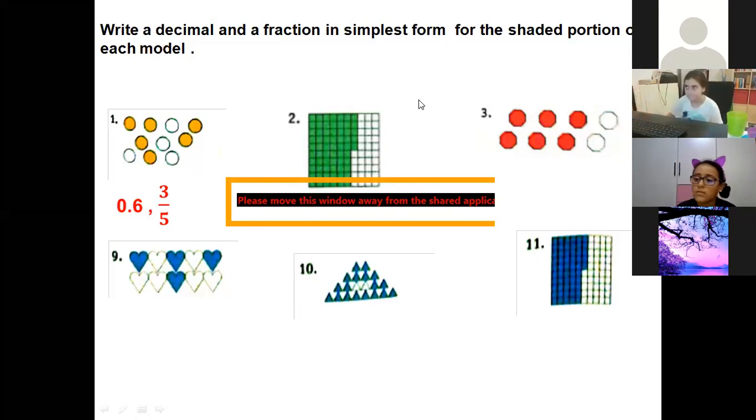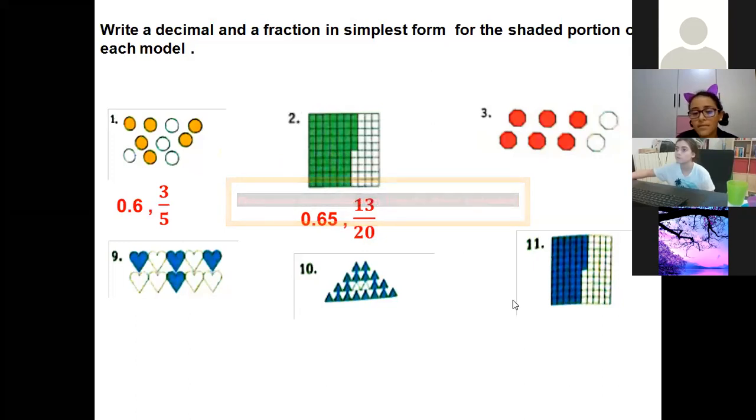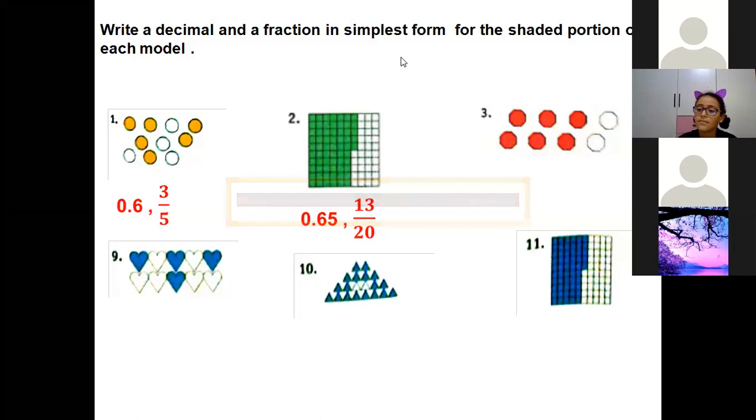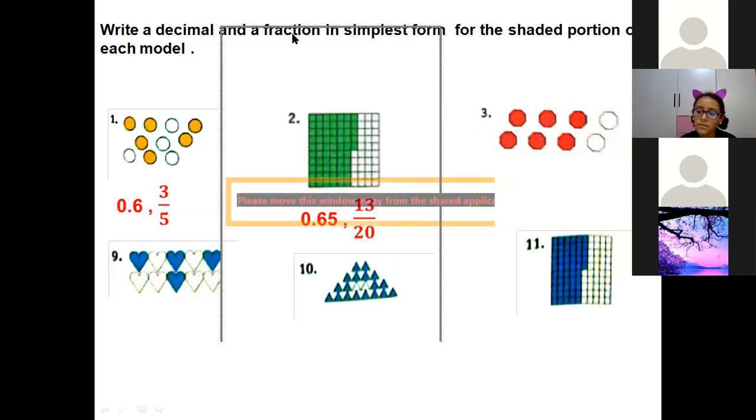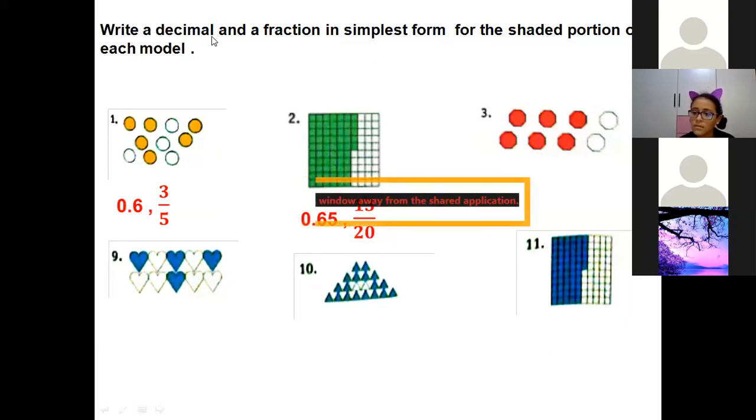And when you write your fraction again, it should be written in simplest form. 65 over 100, you divide them both by 5. So you get 13 over 20. Okay, thank you. I didn't hear you when you were talking about the decimal. It's okay. Let's go to question 3.